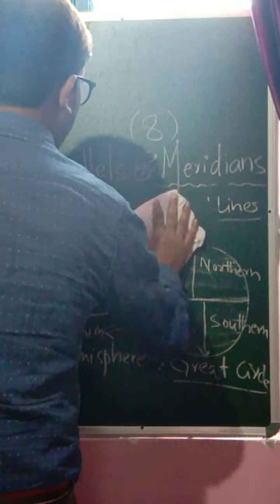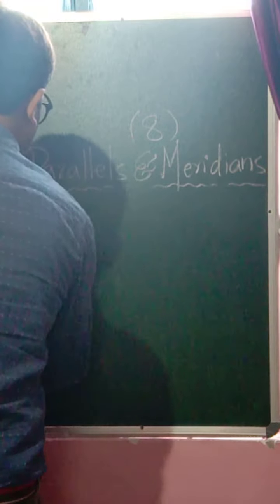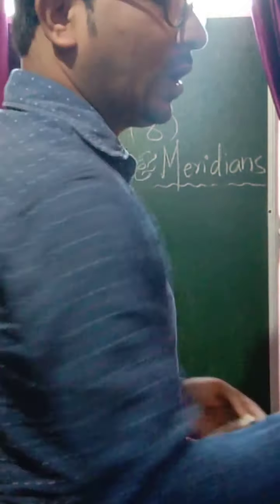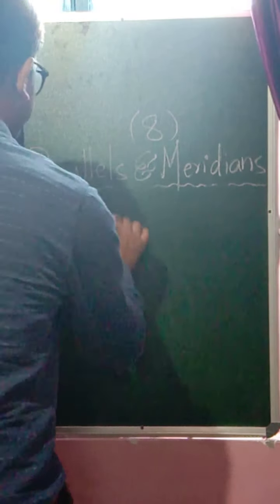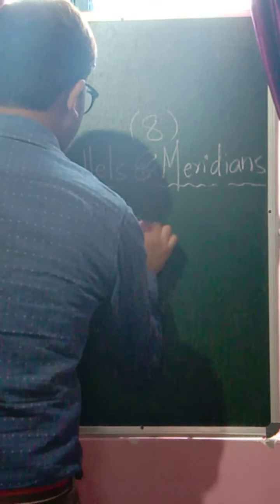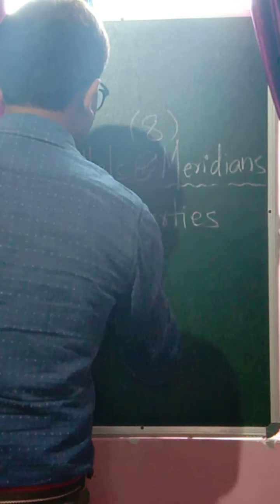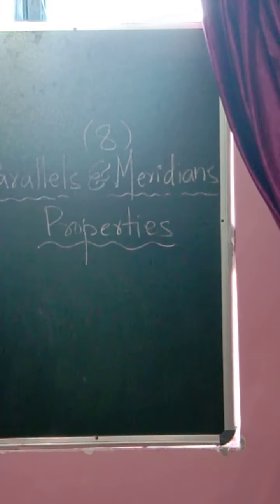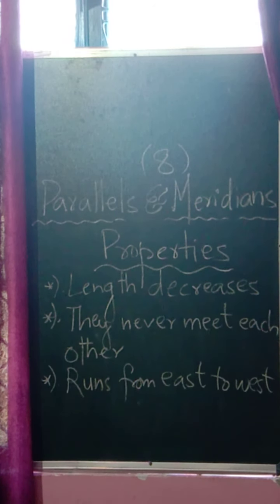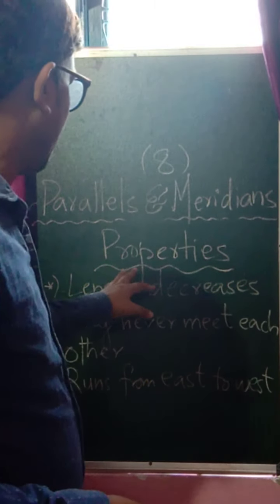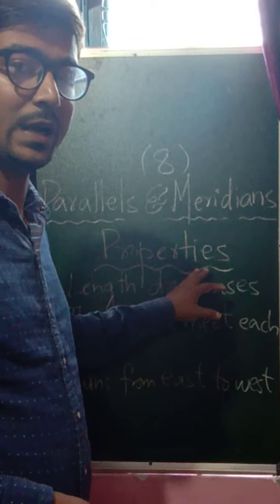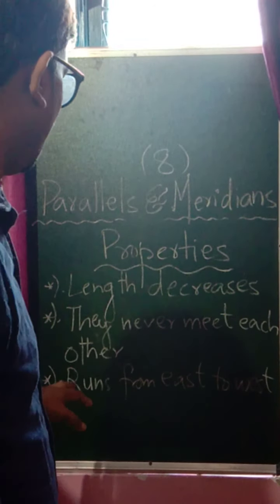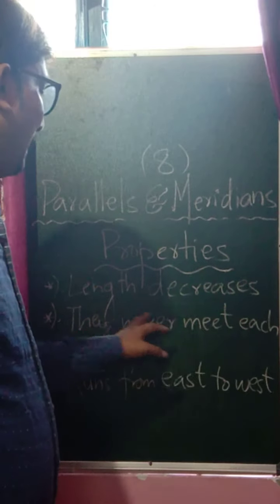Now today we are going to continue and study the latitudes in more detail, where we are going to learn about their properties. As I was telling you, we are going to learn about the properties of the parallel lines, or latitudes. The first property is that the length decreases.